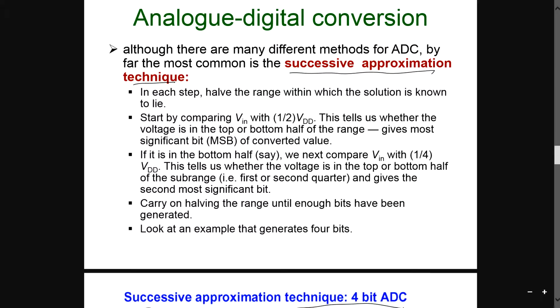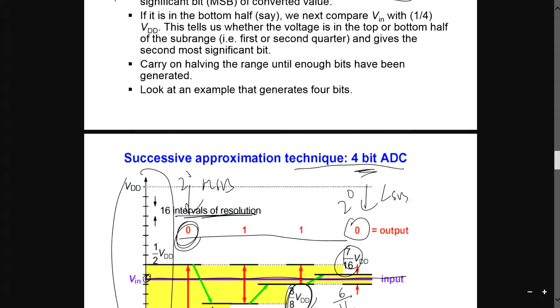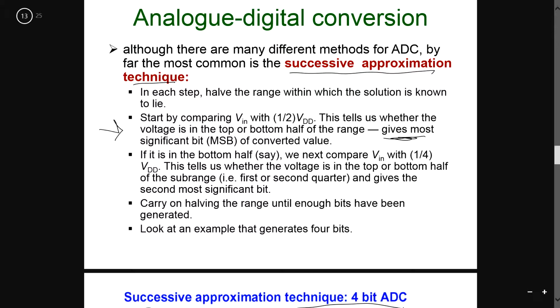I would suggest you also read these. The first value over here is your most significant bit. This one over here is your least significant bit, because this is 2 to the power of 3 and this is 2 to the power of 0. So you straight away know which is most significant and which is least significant. Then you check whether it is the bottom half or the top half.